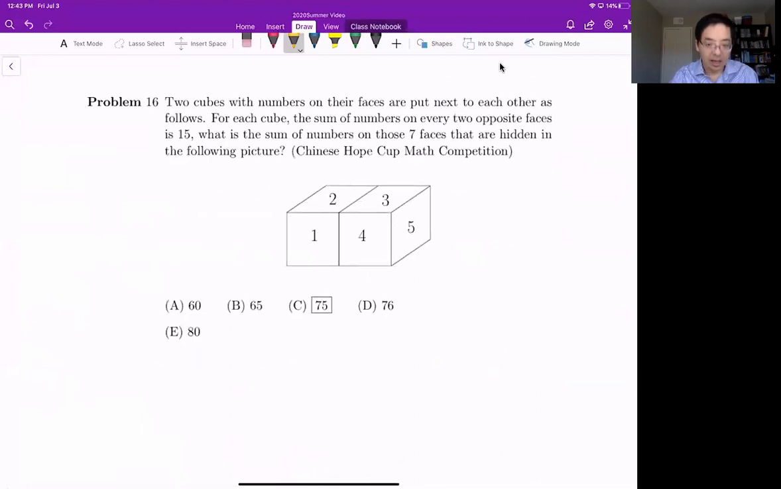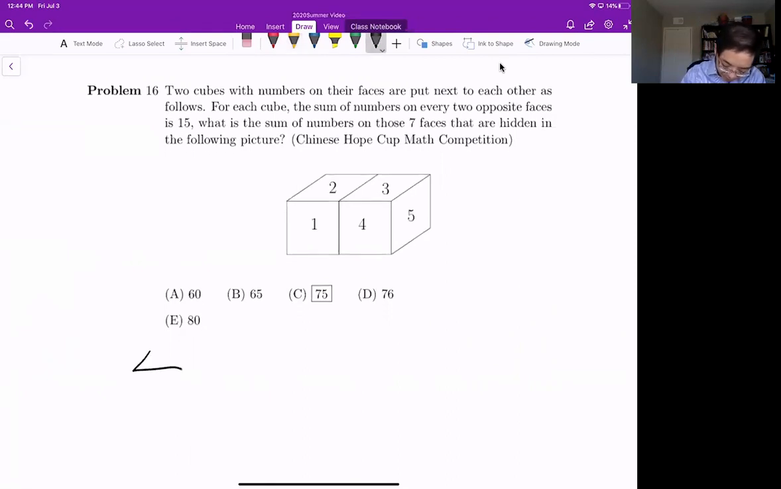Number 16. Here we have 2 cubes, and each cube has 6 numbers on it. The problem says that for every two numbers on 2 opposite faces, if you add them up, the sum is 15. Then we need to find the sum of numbers on those 7 faces that are hidden in the following picture. Obviously you see we have 5 visible faces, and the remaining 7 faces are hidden.